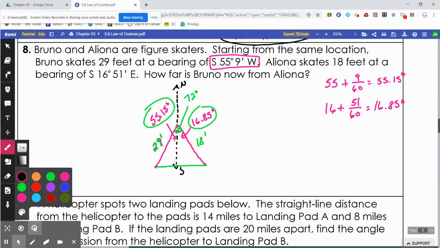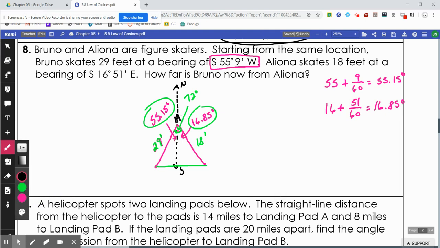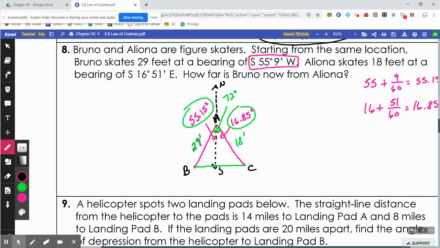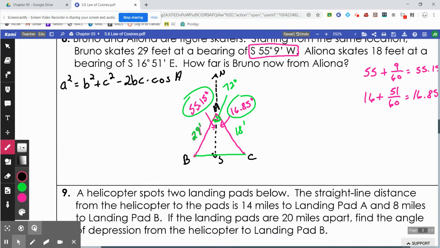So now you can let the letters be anything you want. We'll say this is A, this is B, this is C. Doesn't really matter. So now we're going to use the formula that involves angle A. And there it is. And we are looking for this unknown down here. Let me erase that S. We're looking for this value.